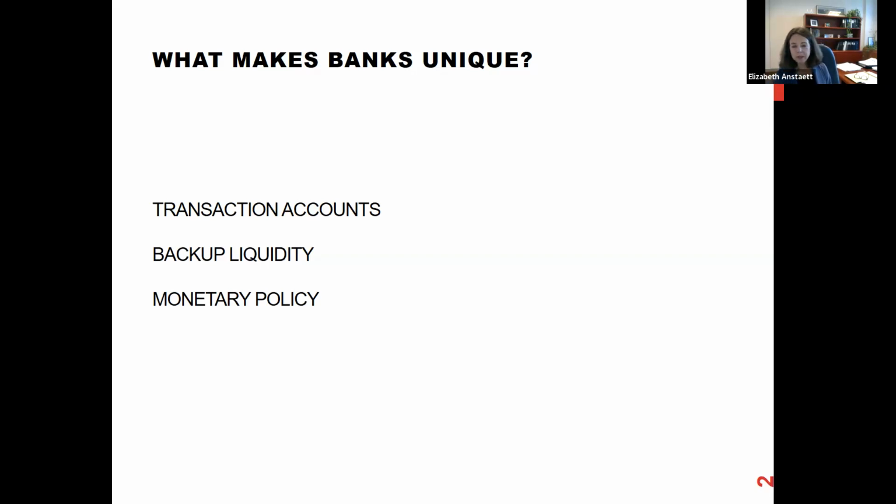The other key aspect of banks is their role in the U.S. monetary policy, and that's really going to be our focus today. And this is to give you a sense of, in part, why banks are so highly regulated and how they are such an essential part of the government's implementation of monetary policy.